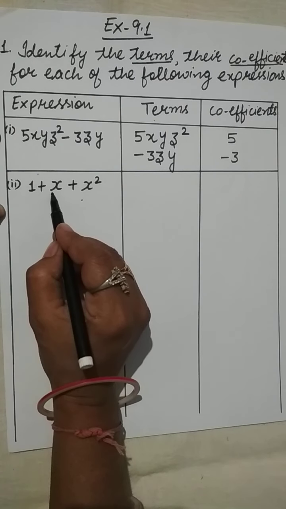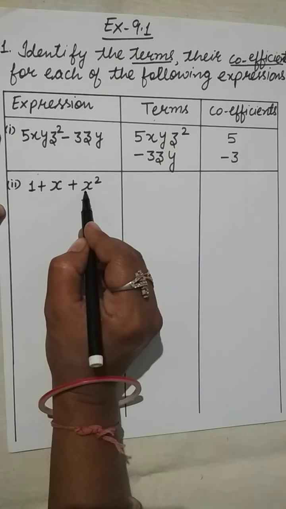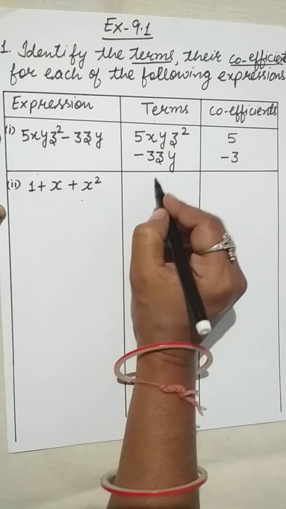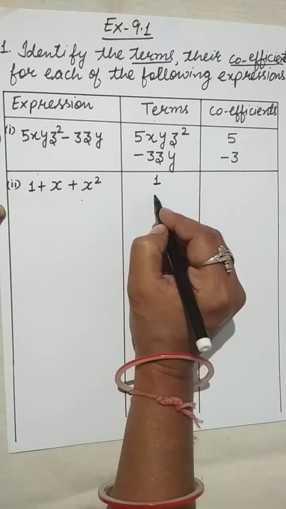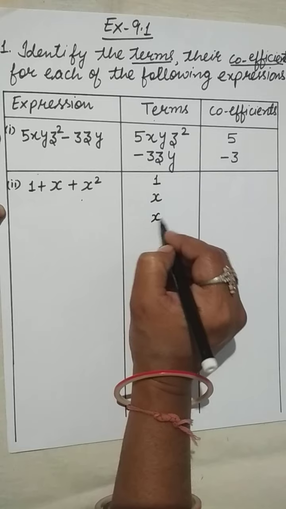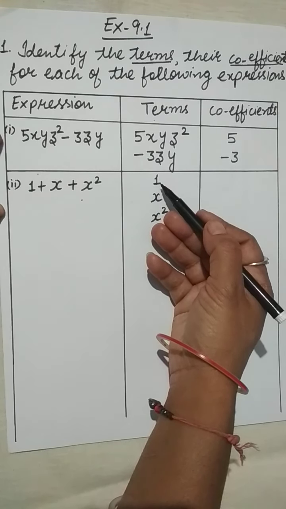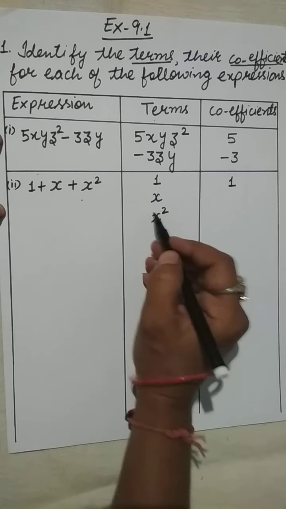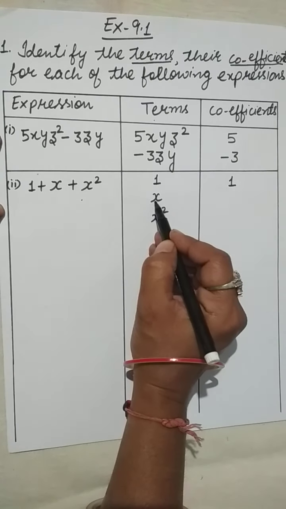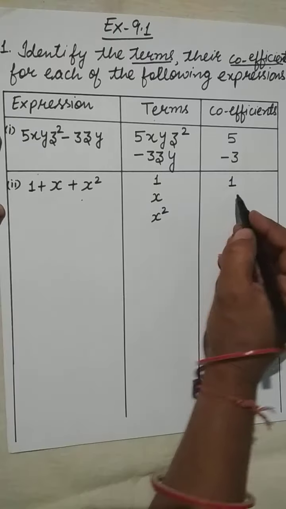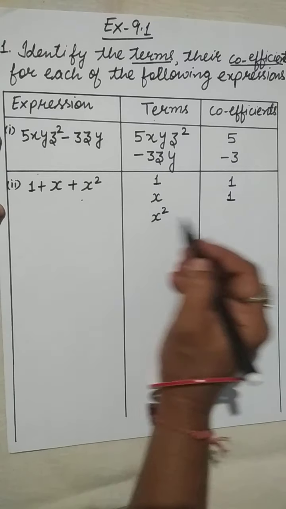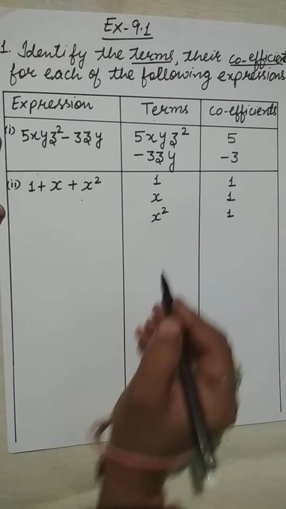Second part is 1 plus x square. In this again we will write down all the terms. Firstly 1, x and x square. 1 is itself a numeric value, so the coefficient is 1. As there is no number written with x, it means the coefficient of x is 1. Similarly, the coefficient of x square is also 1.